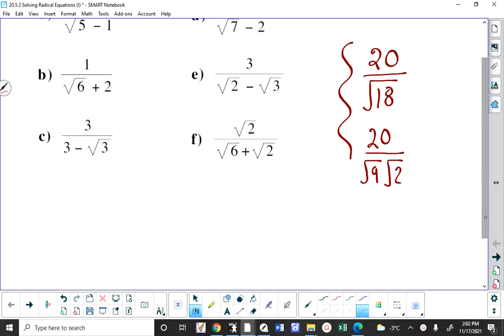Root 18 is root 9 root 2, so that gives you 20 over 3 root 2. Can you divide the 20 and the 3? Well, you could, but it doesn't divide neatly without invoking other fractions or decimals, so you wouldn't do that. But now you can multiply top and bottom by root 2.